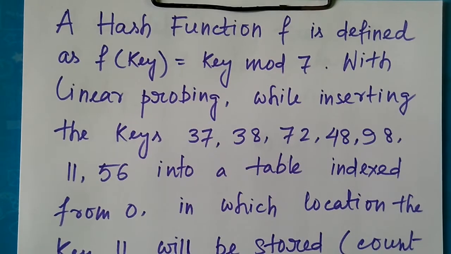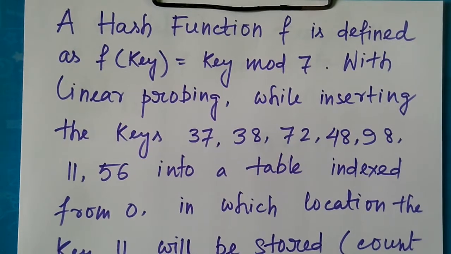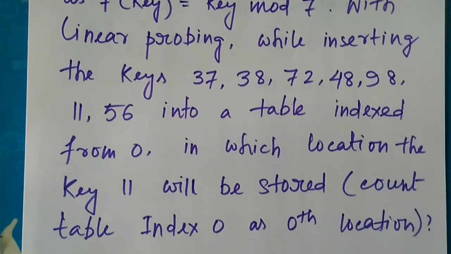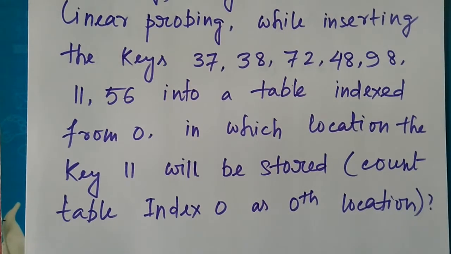So let's begin. This is the first question. I am reading this question out for you. A hash function f is defined as f(key) = key mod 7 with linear probing. While inserting the keys 37, 38, 72, 48, 98, 11 and 56 into a table indexed from 0, in which location will the key 11 be stored? Count table index 0 as the 0th location.